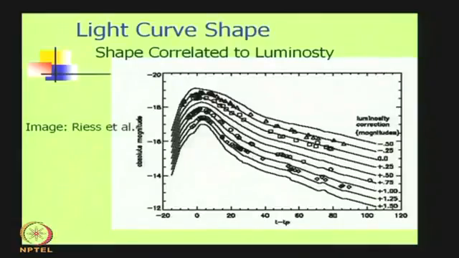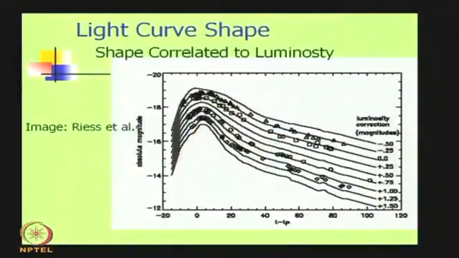So it has been found that the shape of the curve is correlated with the luminosity, and the shape can be determined irrespective of the distance, because the shape will not change wherever you put the galaxy. You can measure the flux and determine the shape of the light curve. If you know the shape of the light curve, you can tell the peak luminosity of the supernova. People found that such a correlation does hold.